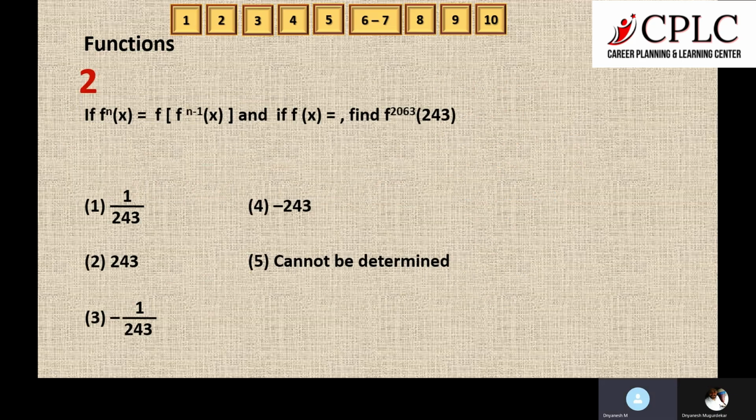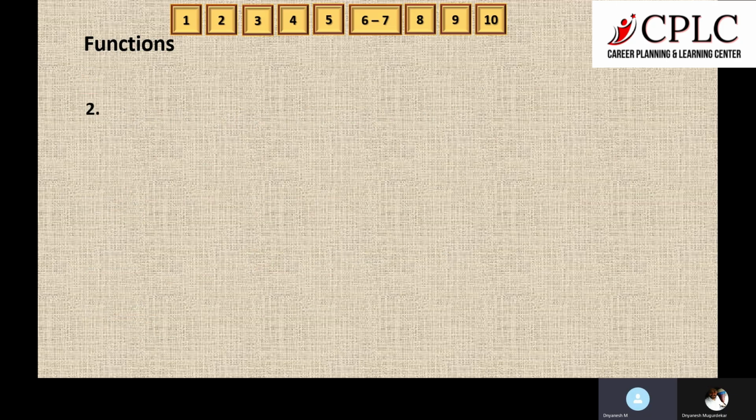Second one, pattern finding. f n of x is equal to f of f n minus 1 of x, and f of x is given as 1 by x. Then find the value of f 243 of 2063. Now how do we solve this? In the original expression, they have given f of x, that is, f1 of x, which they have given. And that value is 1 by x. So you have the value of n as 1 here.